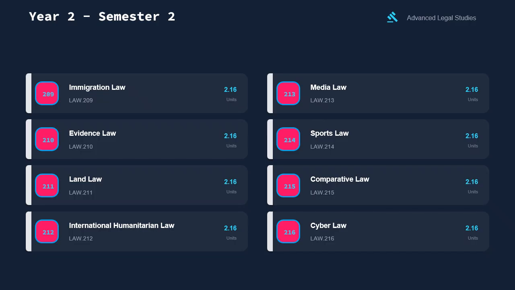Real-life example: a final project might involve representing a hypothetical client facing deportation due to a criminal conviction, requiring analysis of waivers and defenses. This mirrors real practice. Practical application: students should practice client counseling and procedural navigation.